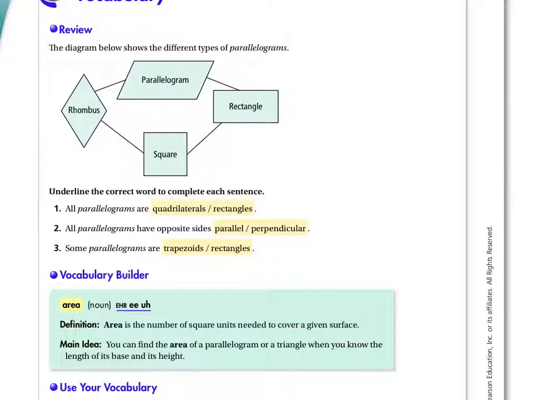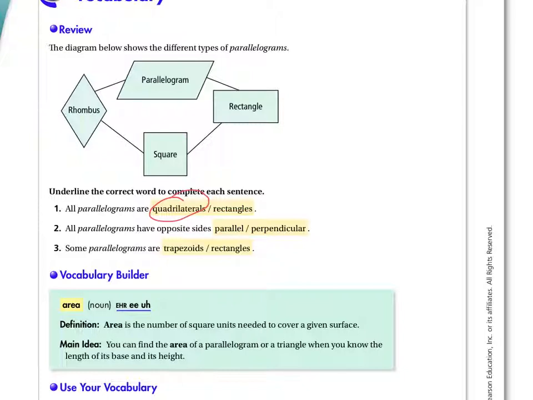So these questions are some of my favorite questions that I like to ask you regarding parallelograms or quadrilaterals. All parallelograms are quadrilaterals or rectangles? So all of these right here belong to the parallelogram family, and the parallelograms do belong to the quadrilateral family. So not all parallelograms are rectangles.